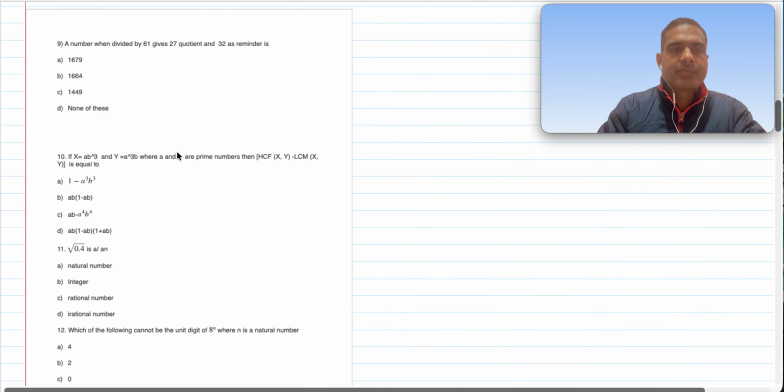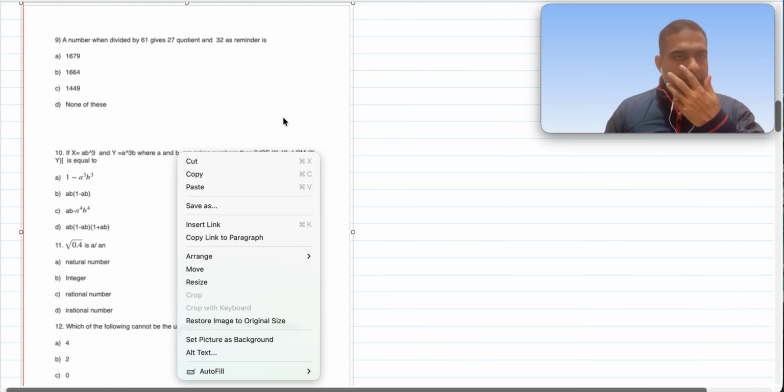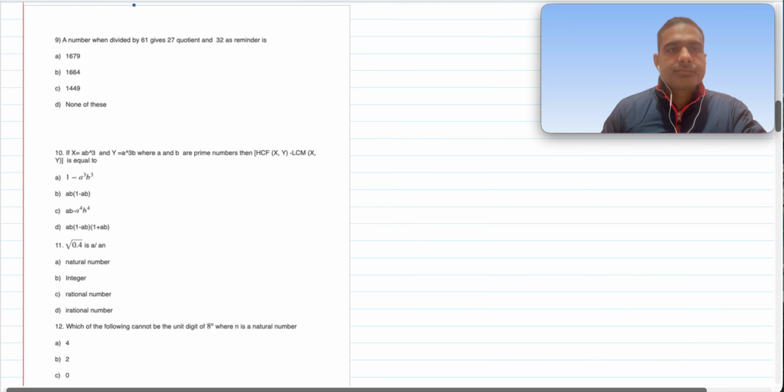Okay. Now moving to the next question, that is question number 9. A number when divided by 61 gives 27 quotient and 32 as a remainder. So we have divisor, quotient and remainder, and we have to find out the number, that is the dividend. So we know the relationship.